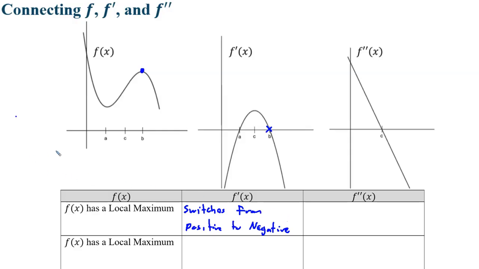And same idea here, if I have a minimum, that's where my function is going to go from decreasing to increasing. So my derivative at that point will be switching from negative to positive.